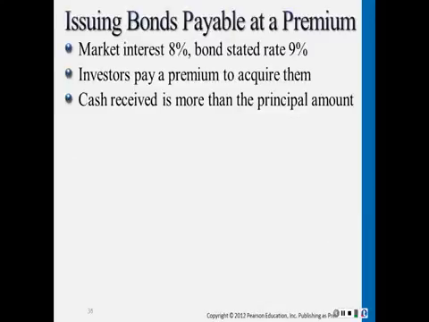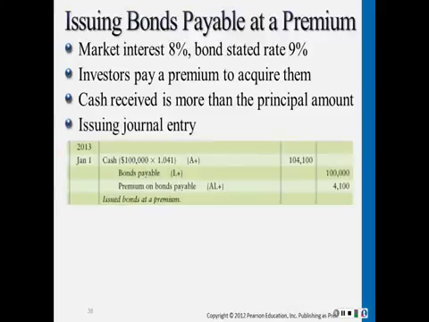To illustrate a bond premium, assume that the market's interest rate is 8% when the company issues its 9% 5-year bonds. These 9% bonds are attractive in an 8% market, and investors will pay a premium to acquire them. The bonds payable account and the premium on bonds payable account each carries a credit balance.